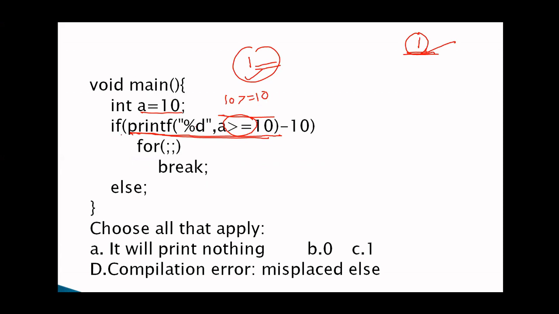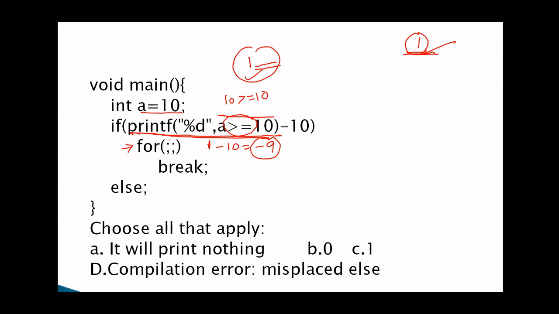So the entire printf statement is replaced with 1. So 1 minus 10 is minus 9. Minus 9 is a non-zero number, so the condition is true. If the condition is true, we are entering into the for block. We are entering into the for loop.